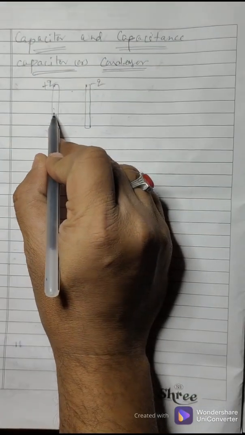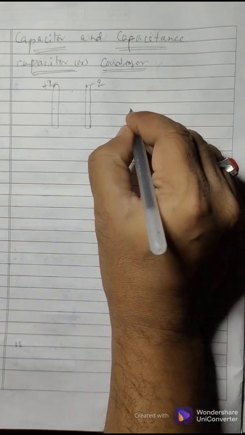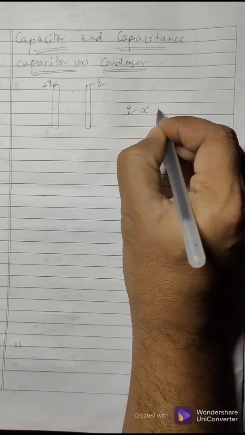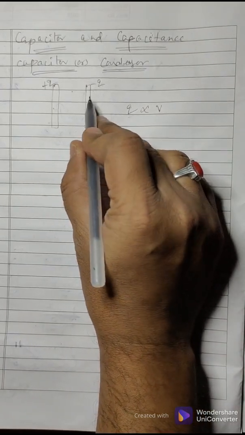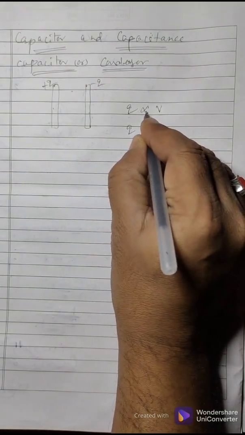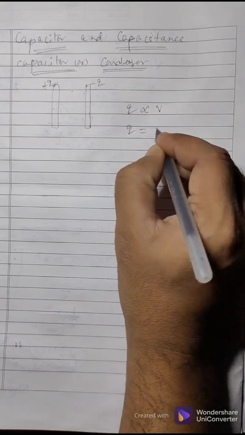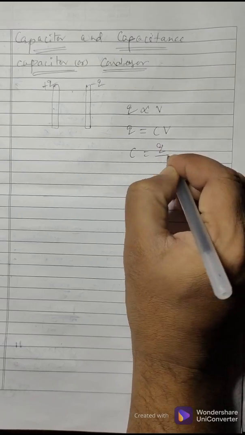Here, charge given to a conductor increases its potential. That is, charge given to the conductor is proportional to the potential. As we give charge to this conductor, its potential will keep on increasing. That means Q is directly proportional to V. To remove the proportionality, we can write Q is equal to C into V. Therefore, C is equal to Q by V.